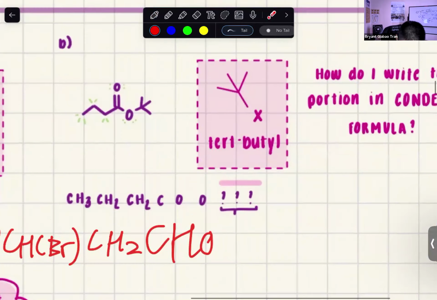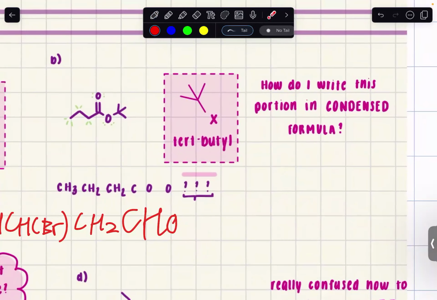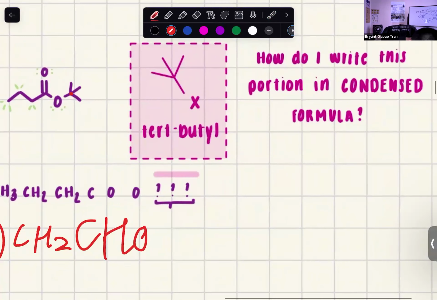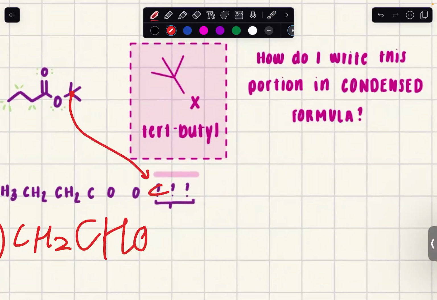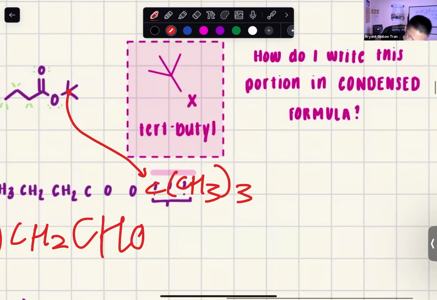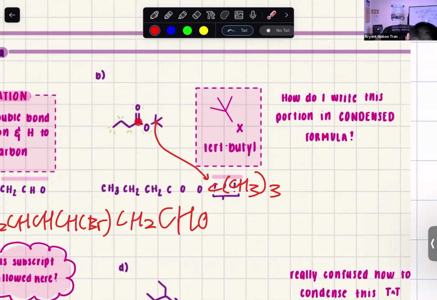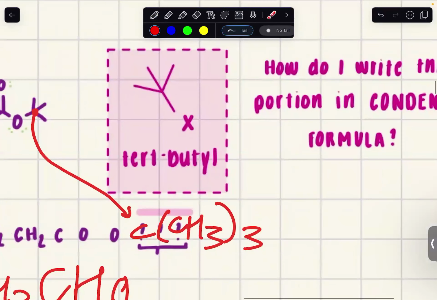Okay. So the next one, B. Butyl, that's right. How do you write this in condensed formula? CH3, CH2, CH2, COO, right? And now this is the tert-butyl. This is the central atom right there, the one that I just dotted in red. I'm going to put a C right there. How many branches does that central carbon have? Would that be 3? Yes, 3 methyl groups. So parentheses, CH3, parentheses, 3, and then COO. This central atom C is that central atom, and we put parentheses to show the 3 branches, the 3 methyl groups.